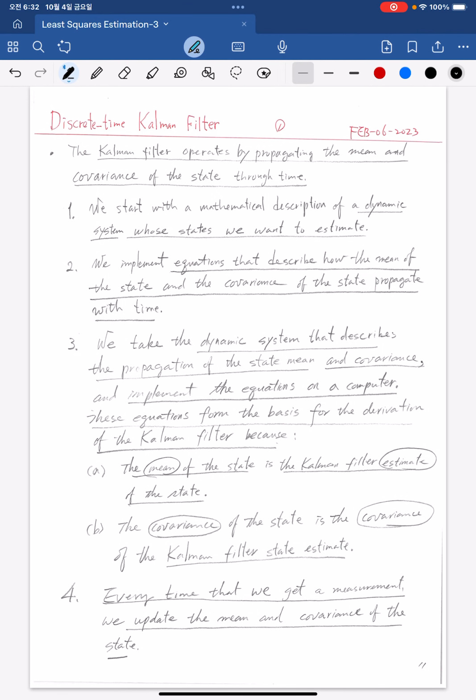이번 동영상부터는 Discrete Kalman filter에 대해서 시작하도록 하겠습니다. The Kalman filter operates by propagating the mean and the covariance of the state through time. We start with a mathematical description of a dynamic system whose states we want to estimate.